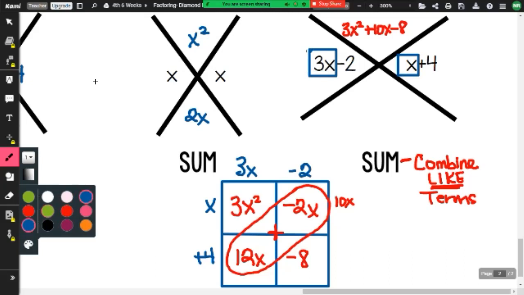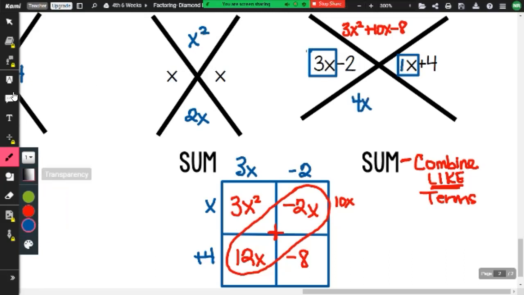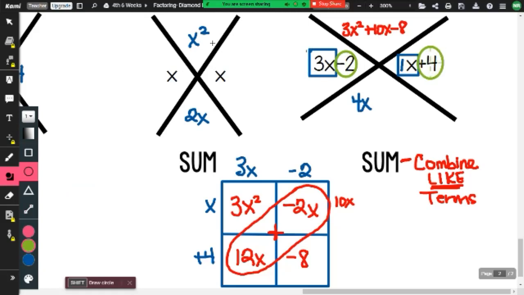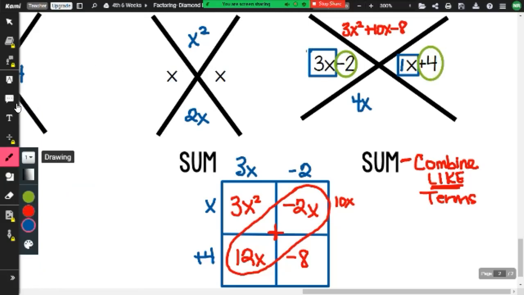1x. So 3x plus 1x gives me 4x. What can I combine with negative 2? Positive 4. And what is negative 2 plus 4? Positive 2. So when we combine this, it gives us 4x plus 2. But if we multiply it, it gives us 3x squared plus 10x minus 8.